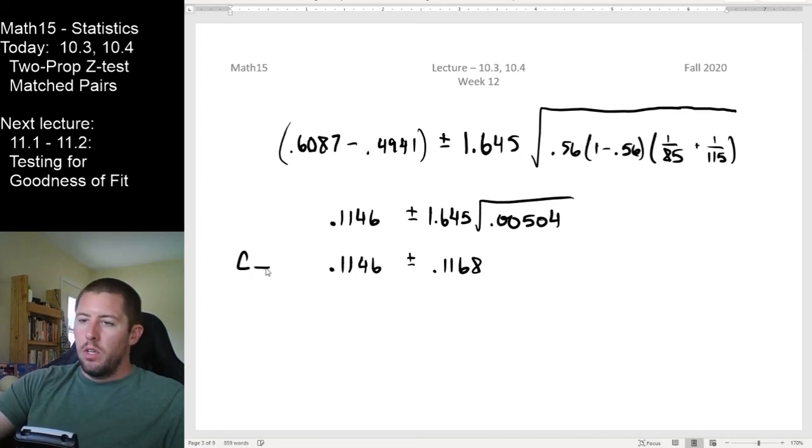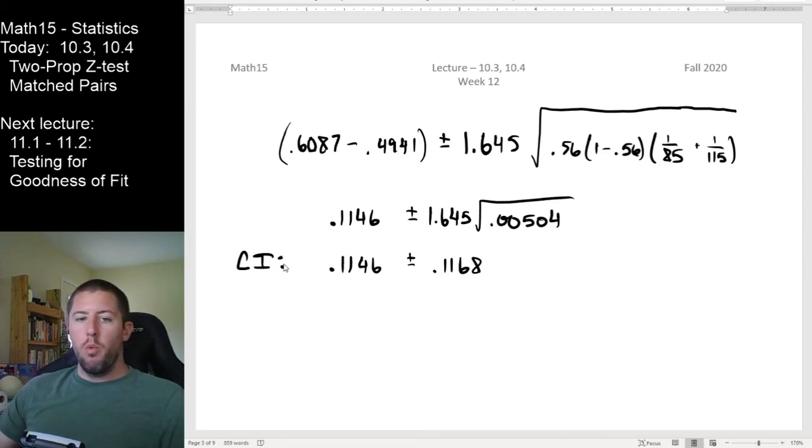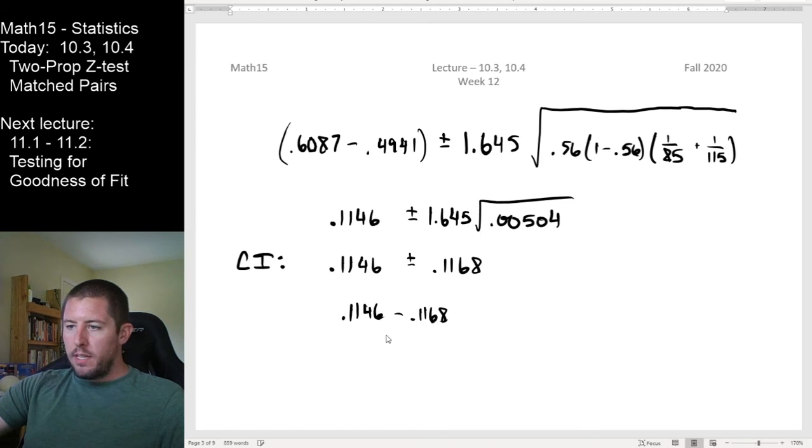So it looks like my confidence interval for the true difference in proportion of women versus men that vote is: it seems like women are 11.46% more likely to vote, give or take 11.68%. So how do we interpret this? I need to go and do my addition and subtraction here to see what we're getting: 0.1146 minus 0.1168 and 0.1146 plus 0.1168.